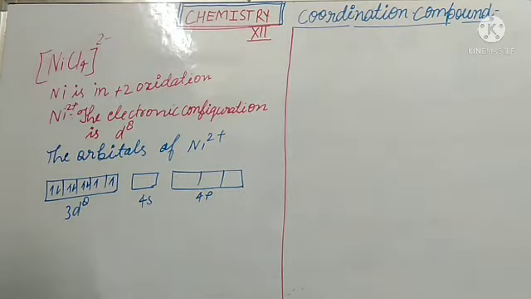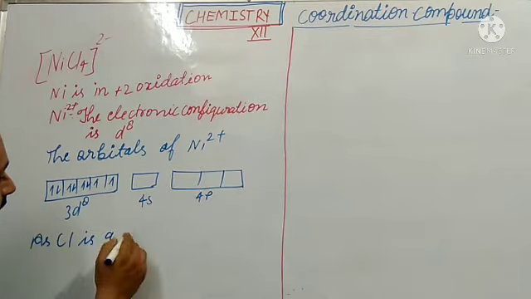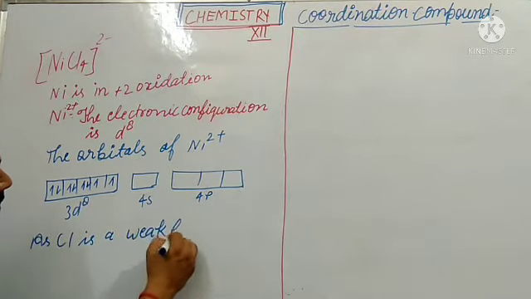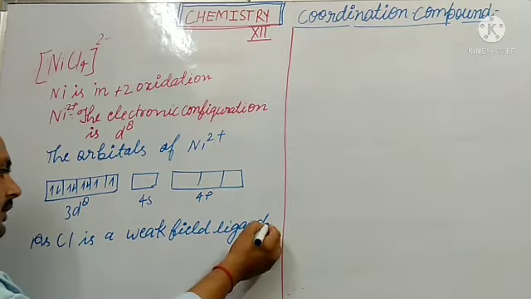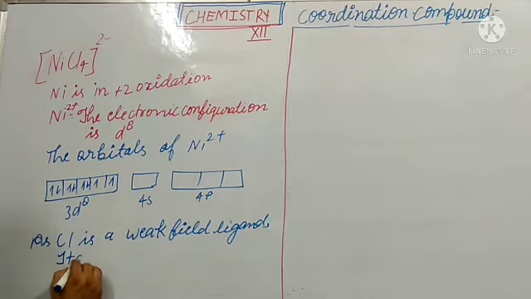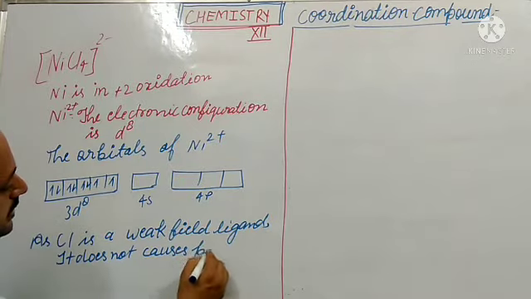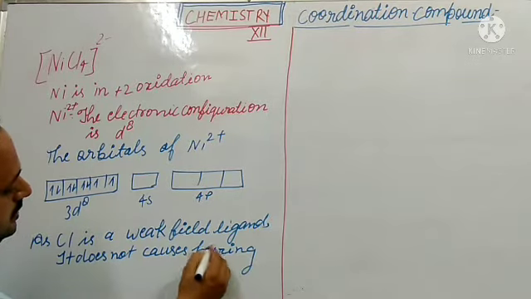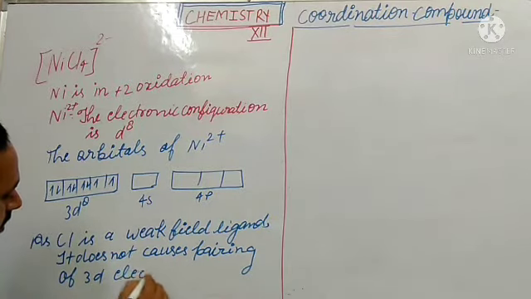Here, as Cl is a weak field ligand, it does not cause pairing of 3d electrons. Hence, it does not cause pairing of 3d electrons.